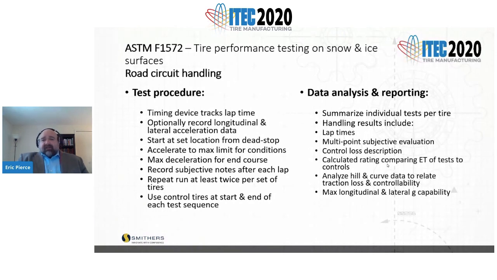So just a little bit on the data analysis and reporting. The goal is to summarize test results for the individual tires. The handling results should, at the bare minimum, contain the lap times, the multi-point subjective evaluation, means for control loss. So how is the control loss actually getting calculated? Readings comparing the elapsed time of the test to the controls. If you do use the optional acceleration data, you can also use that to relate traction loss and controllability in the hill and curve sections. And then ideally, you also want to get the maximum longitudinal and lateral acceleration capabilities based on each particular tire.